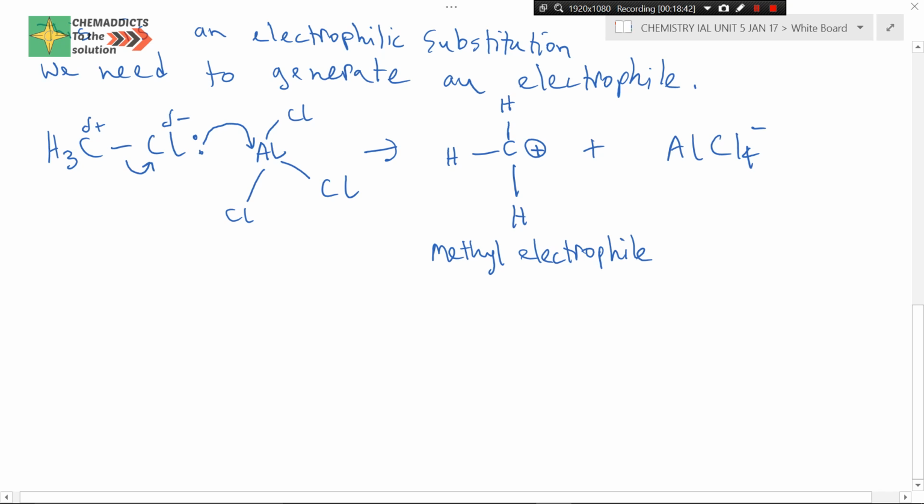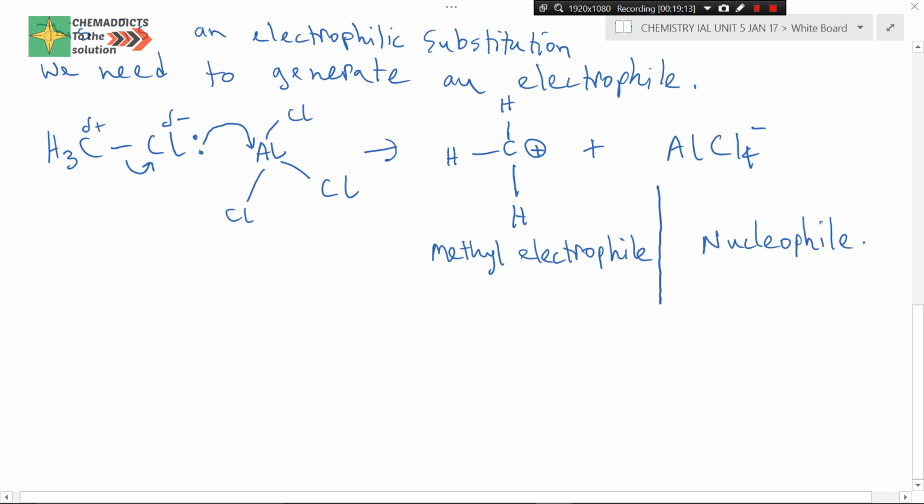Okay, and this is the methyl electrophile, and this is the aluminium tetrachloride nucleophile. So we have an electrophile and a nucleophile. We have generated the electrophile as well as the nucleophile.